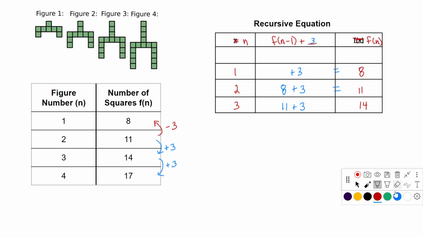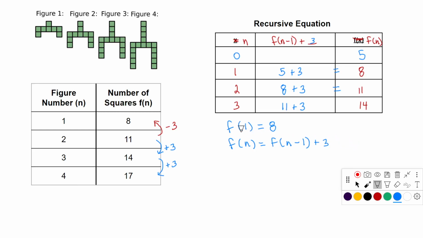So 8 subtract 3 is going to be 5. That tells me that my 0 term has a value of 5. Now for my recursive sequence, it doesn't really matter if I start at 0 or if I start at 1. I still need to state what that first term that I'm using for my recursive is going to be. So we have f of 1 equals 8. f of n would equal f of n minus 1 plus 3, because that's how we find our next term.